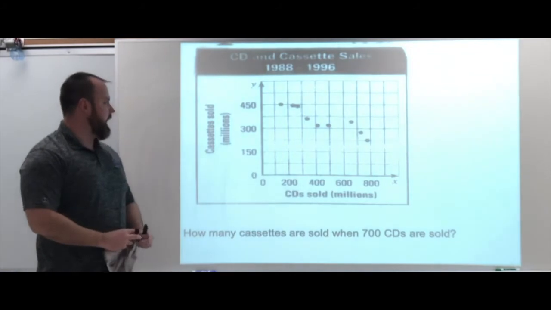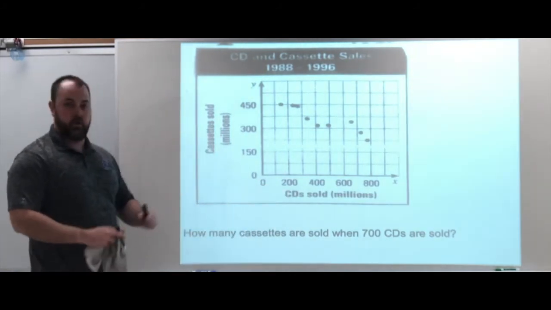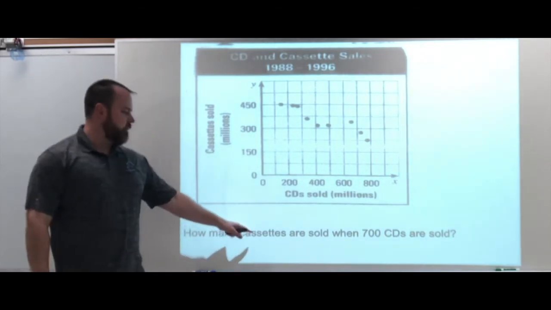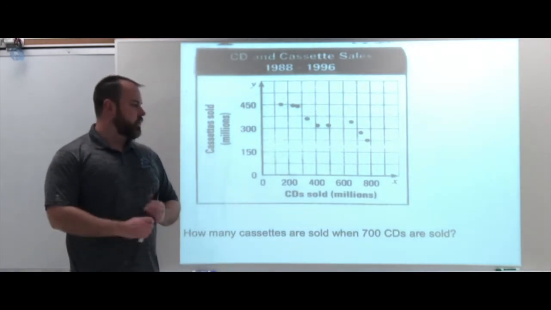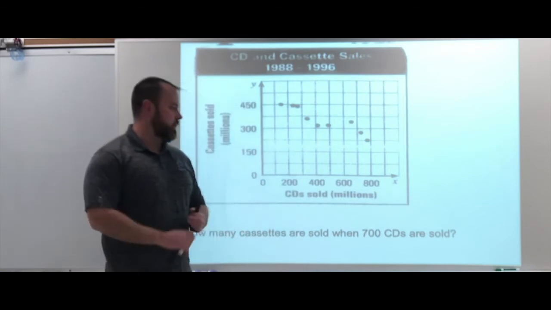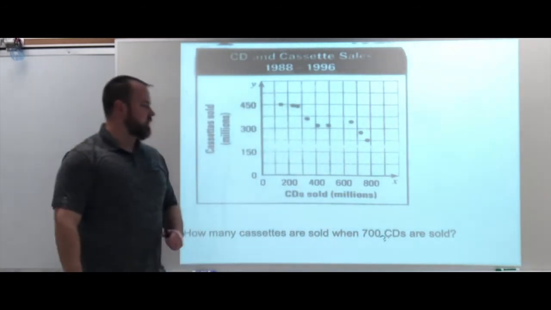Here we're looking at CDs sold and cassettes sold. These are both in millions, so also make sure you pay attention to the units when you're making these predictions. How many cassettes are sold when 700 CDs are sold? Let's actually say 700 million CDs. Sorry, that's a typo on my part. 700 million CDs are sold.